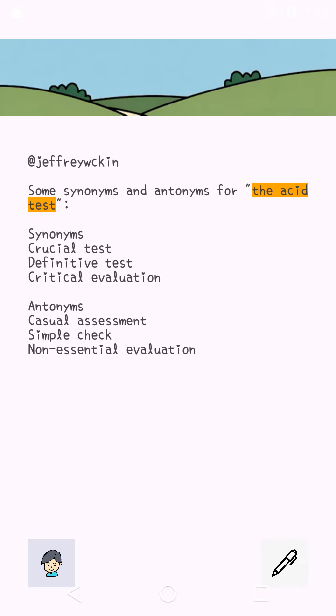Now let's look at some antonyms that express the opposite. Casual assessment, a quick and informal evaluation. Simple check, an easy and straightforward way to verify something. Non-essential evaluation, an assessment that isn't necessary or important.